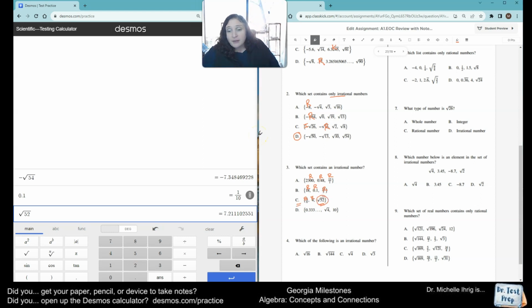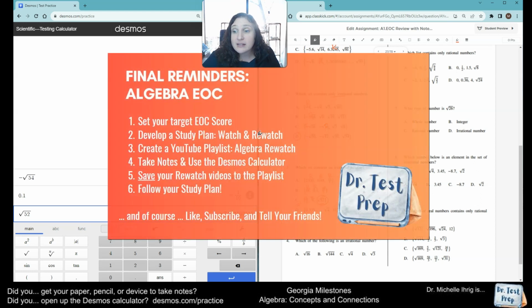Okay, which of the following is an irrational number? You do the exact same thing. All right, we're going to stop here. I think you can handle it. Great job.